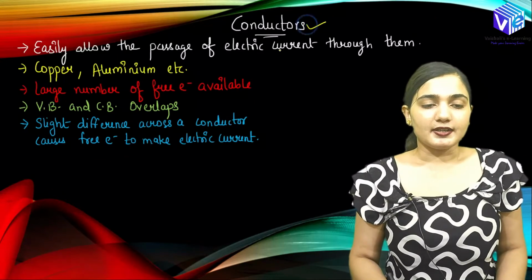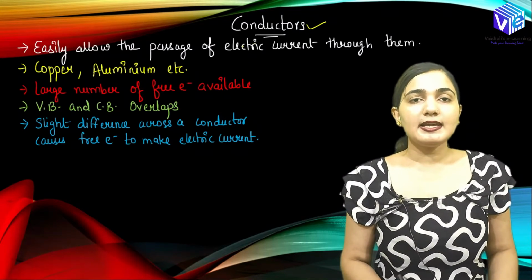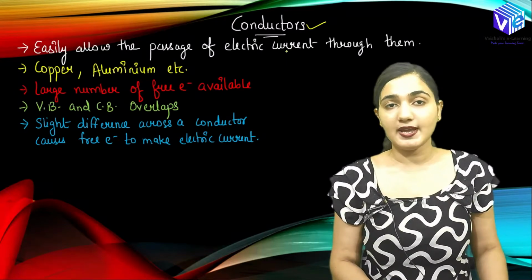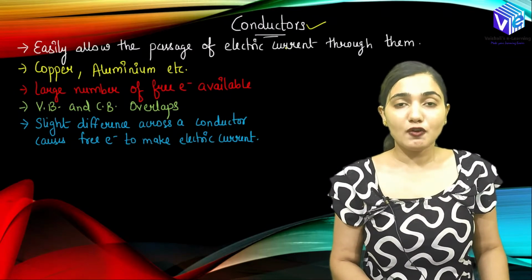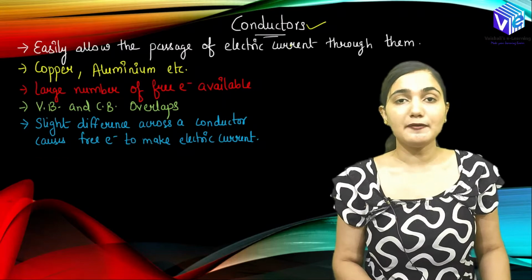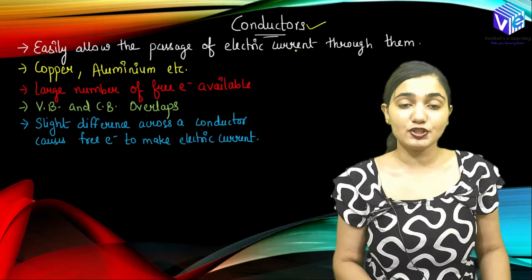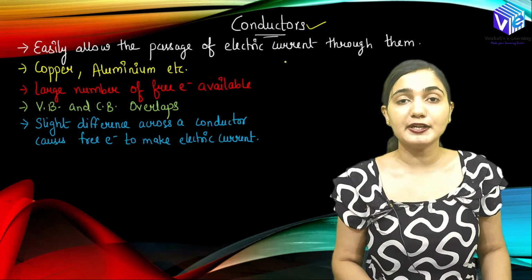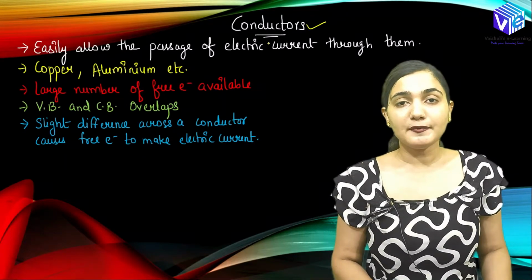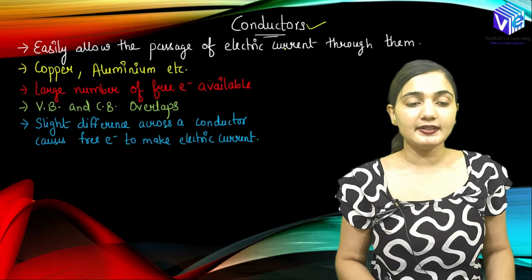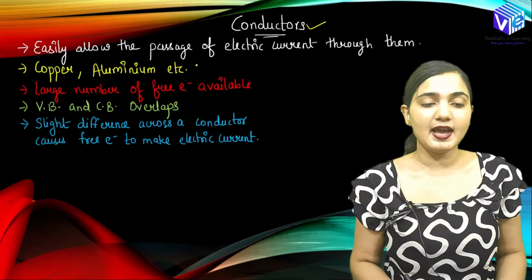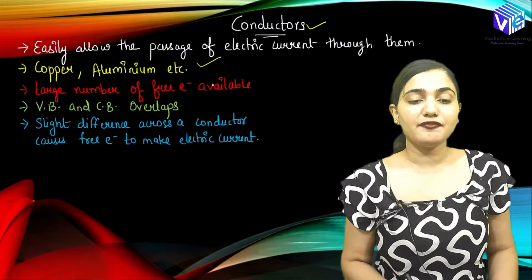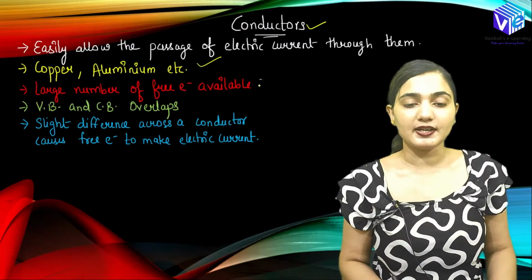Now coming to the conductors. Conductors will easily allow the passage of electric current, because in the conduction band I will have almost full electrons. The conduction band will be almost full with electrons. So we have a very easy path provided to the current. Current will flow in a very easy manner inside the conductor, and for example I have copper, aluminium, silver also. So we have a large number of free electrons available in the conduction band.